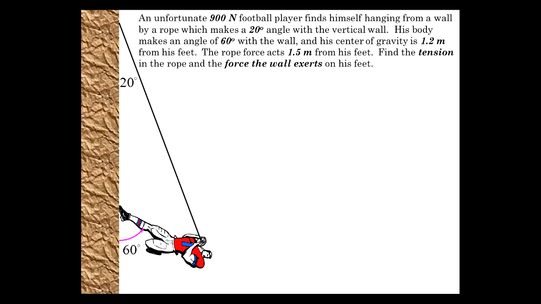And the dimensions of this problem are given. 20-degree angle of the rope makes with the wall. The application point is toward the top of his body, and there's a 60-degree angle from the wall to the line that his body makes with the wall. So what we're going to do is find the tension in the rope and the force that the wall exerts on his feet here. So we equate clockwise and counterclockwise torques, and that's going to be our main scheme here.